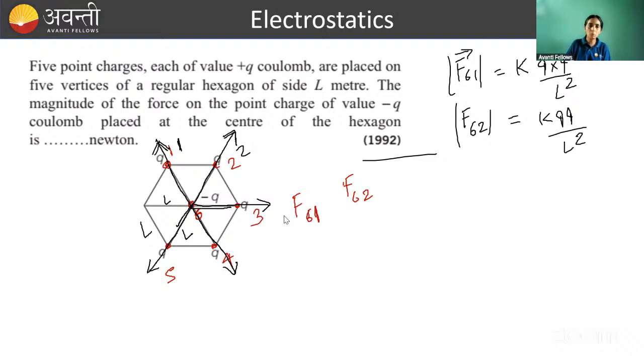Now you see which forces are oppositely directed. So force 1 and force 4 are of equal magnitude and of opposite direction.